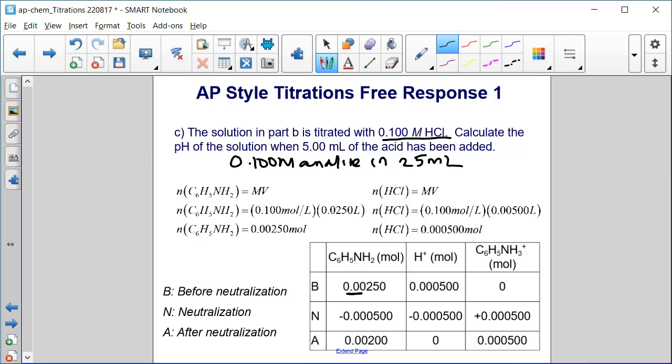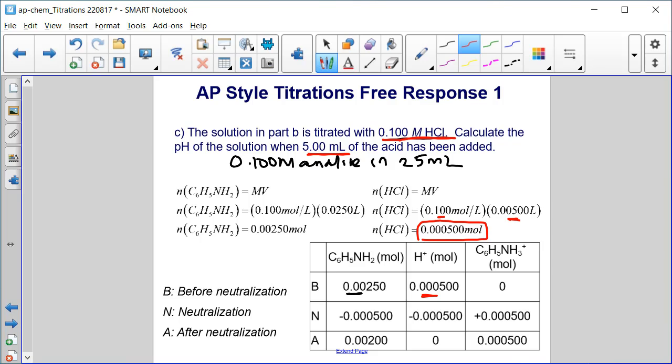And how much acid, or how many moles of acid, am I adding? I'm adding 5 milliliters of 0.1 molar HCl. So 0.1 molar times 5 milliliters, or 0.005 liters, is 0.0005 moles of HCl, which you can see represented here. And before any neutralization happens, we don't have any product. We don't have any of that conjugate acid product.